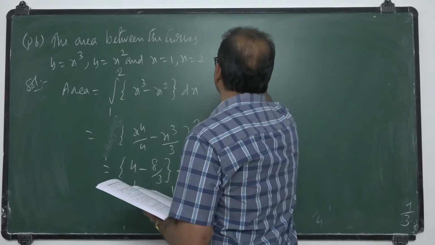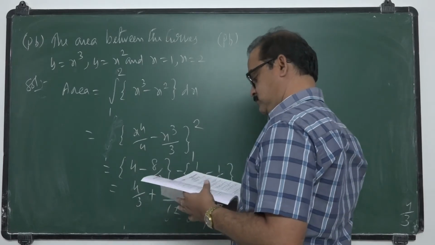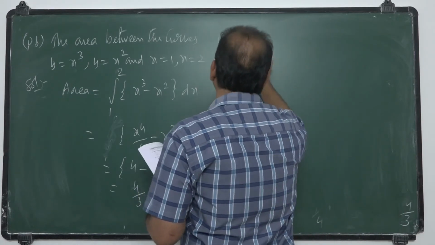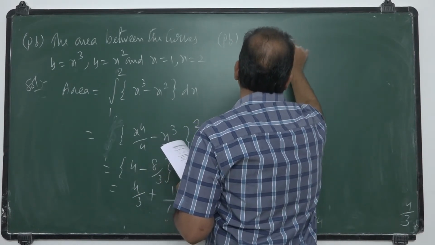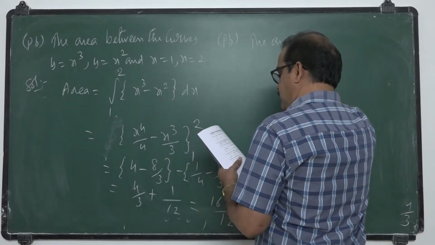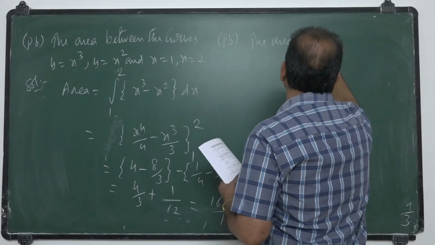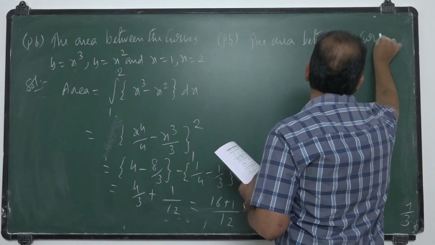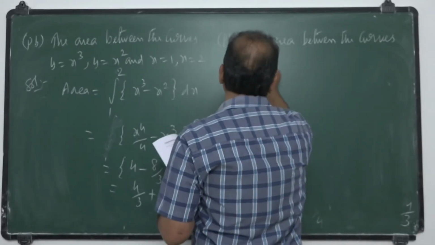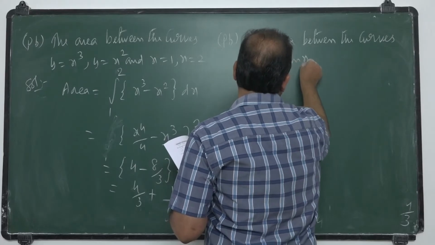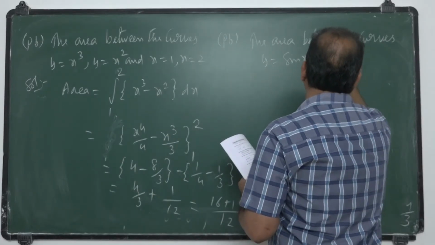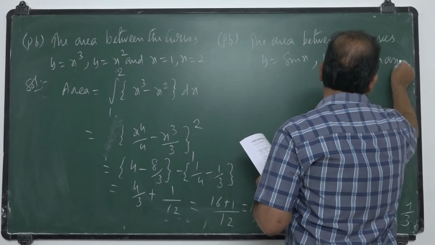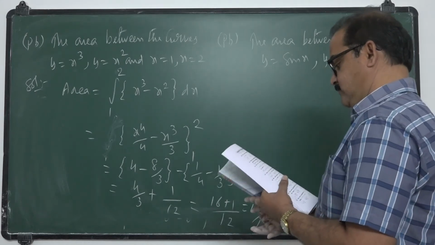Next problem. The area between the curves y is equal to sin x, y is equal to cos x and the x axis.